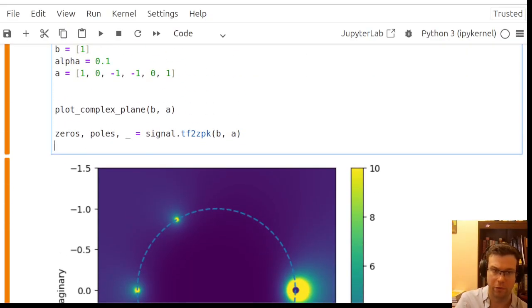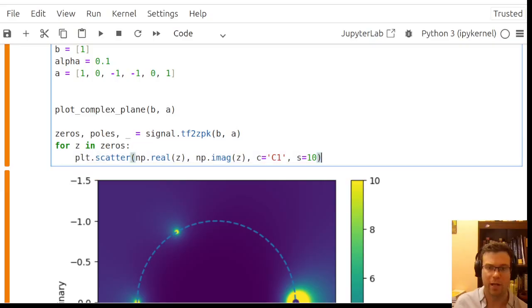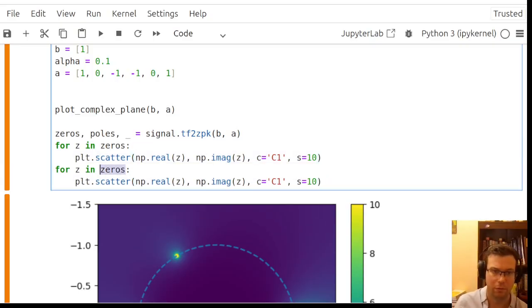So I'll say for z in zeros, let me plot little dots. So I'll say plt.scatter, np.real z, np.imag z. Let me make them orange. And let me also plot the poles. And I'll plot those as x's. So I'll do this. I'll say marker equals x. Let me make these nice and big, actually.